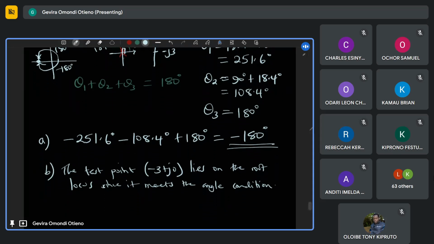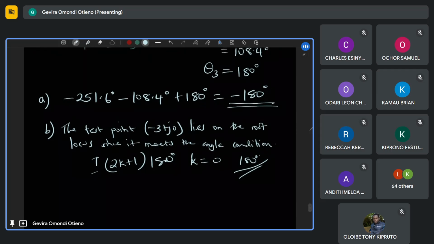In our case, the angle condition generally is (2k plus 1) times 180 degrees. And in our case, k is 0, so the angle itself is 180 degrees. Remember, the angle condition should be plus or minus, so the angle could be 180 degrees or minus 180 degrees. It's the same thing.